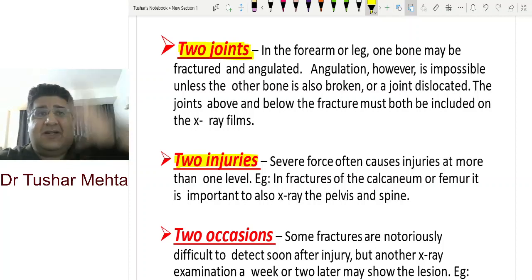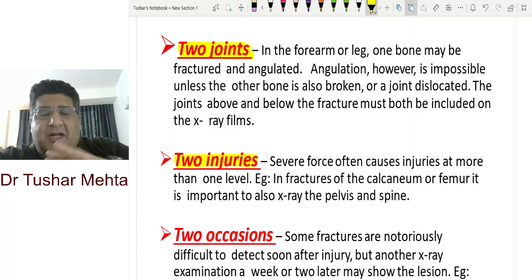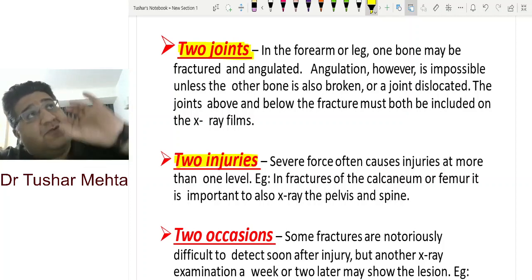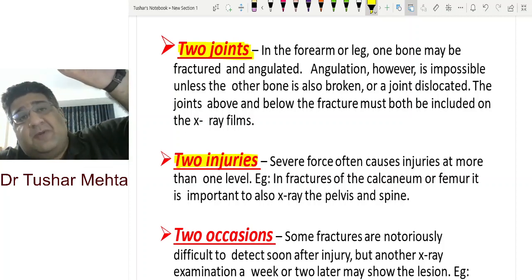You have to get another X-ray to rule out injury to the pelvis or spine, because fall from height means that the entire body weight is going down. Yes. You're landing onto the ground on your feet. Yes. Therefore you have a ground reaction force coming and fracturing your calcaneum. Yes. Then the ground reaction force will definitely travel up. It'll go to the pelvis. It'll go to the spine.